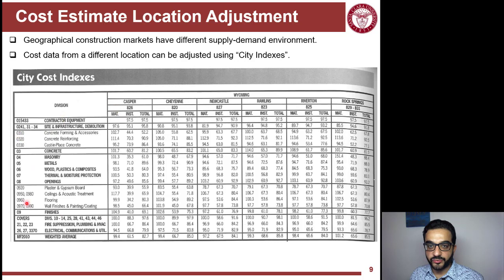You see the divisions following the MasterFormat. You can focus on the material of one of the divisions, or the installation, or the labor and equipment part of the cost, or the total cost. So different indices, different divisions at different locations. So as an example, in Wyoming, a city called here Newcastle, the index of the cost at that city is 84.1 for the total cost.